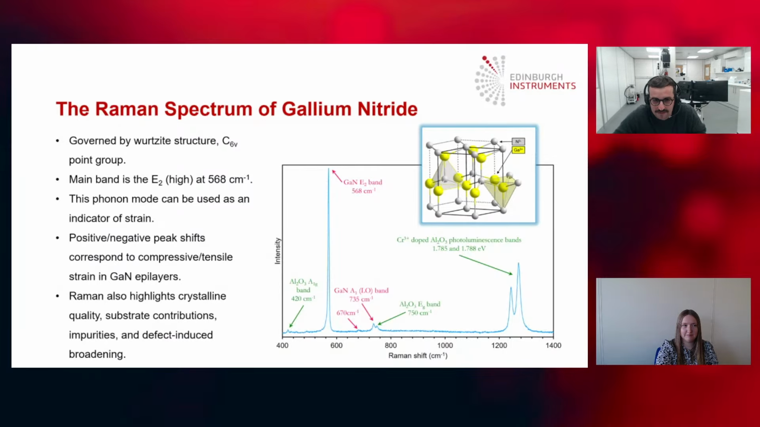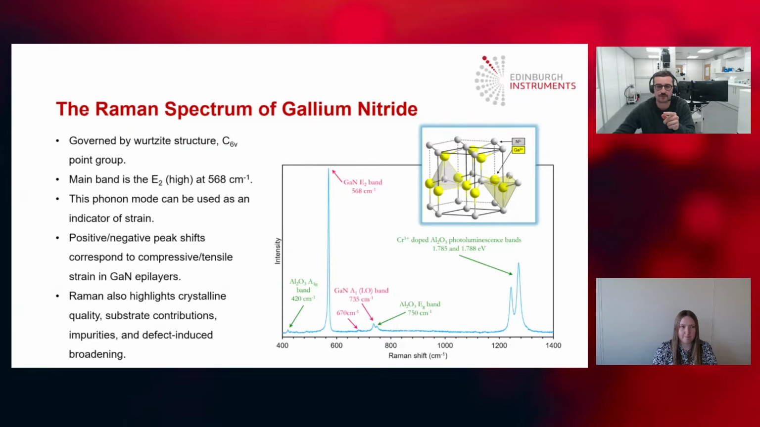The main feature in gallium nitride is what is called the E2 high mode at 568 wave numbers, and this shifts very readily under compressive or tensile strain. If the peak position moves to the right, this indicates compressive strain, which means that the crystal structure is becoming more compressed, and a decrease in the peak position points to tensile strain. So the atoms are being pulled apart.